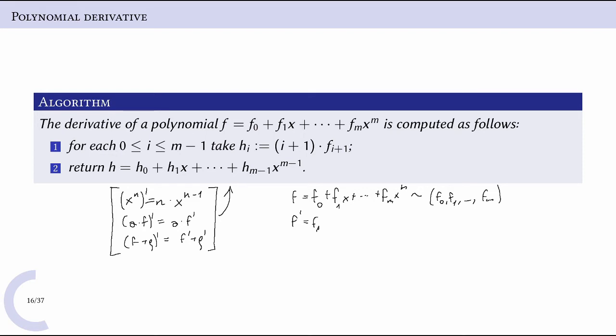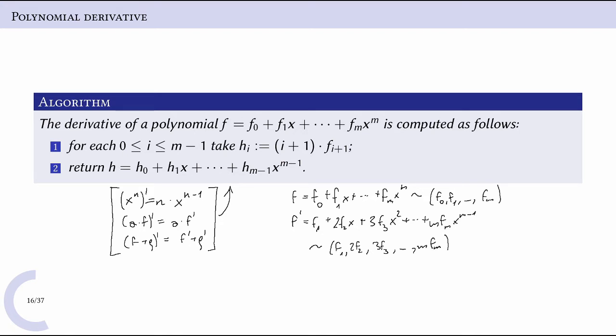is f1 plus 2 f2 x plus 3 f3 x squared, and so on, m fm x to m minus 1 power, which is represented as f1, 2 f2, 3 f3, and so on, m fm.